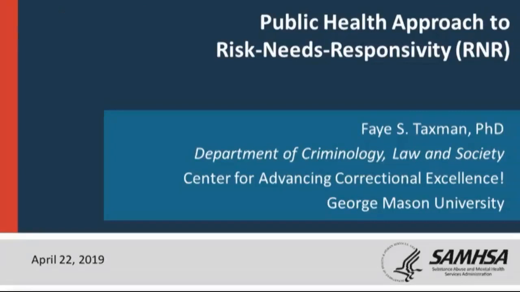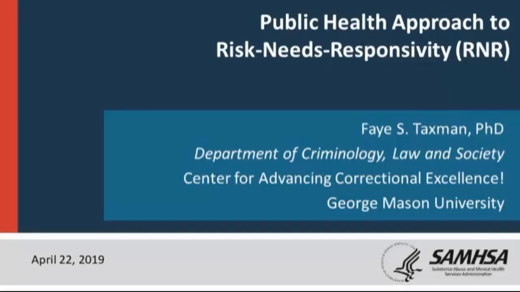Good afternoon, and thank you very much for this opportunity to talk about the risk needs responsivity model, particularly as it applies to problem-solving courts. So today I'm going to go through very quickly the framework for the risk needs responsivity model as it applies to a public health approach, which is the next generation.